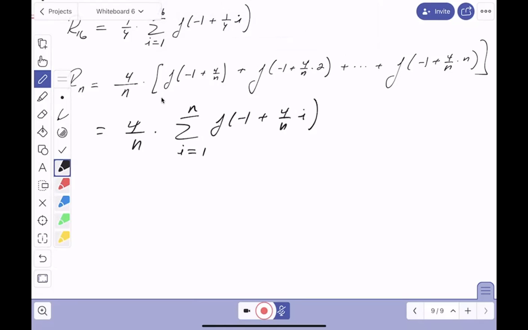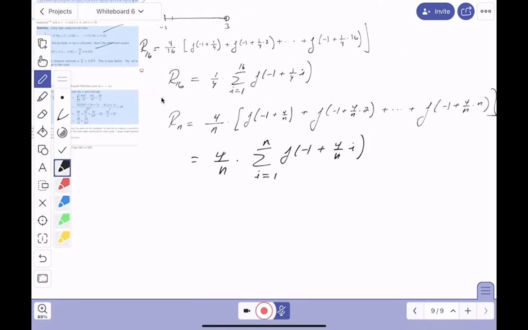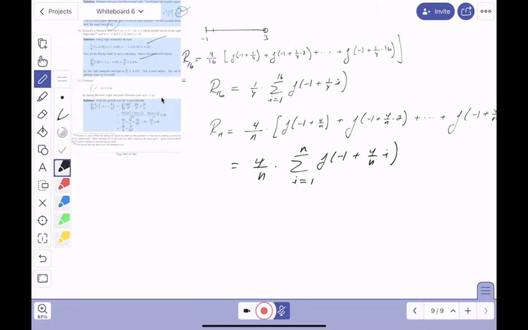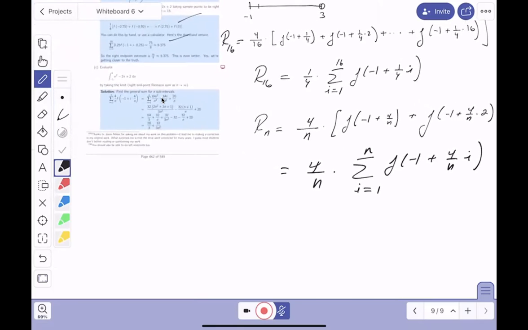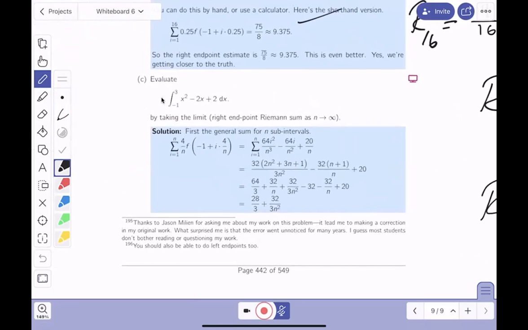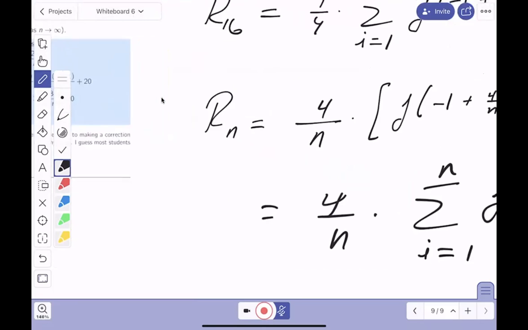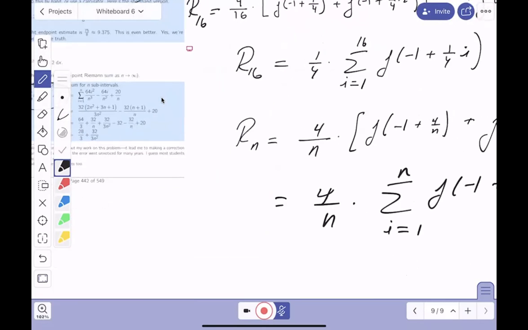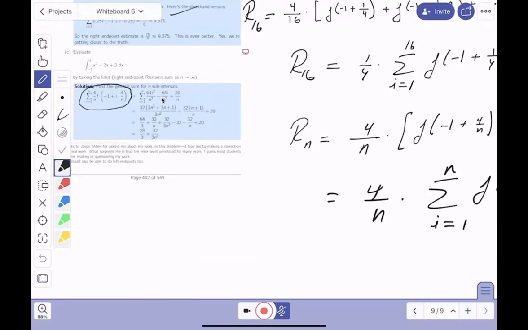All right. Here comes the tough part. And I do mean it's tough. A lot of students find it very difficult to do. So what do I got to do? I'll go through it with you. But I want to point out the first thing you have to do is this over here. We just did that. We did 4 over n, and I got that f of -1 plus 4 over n times i.